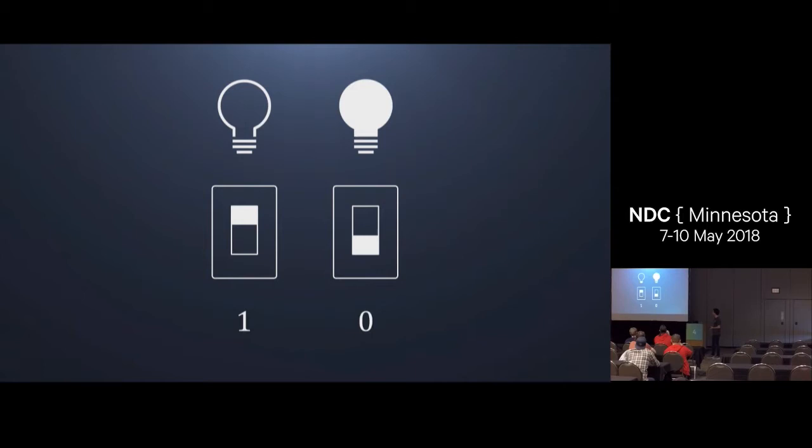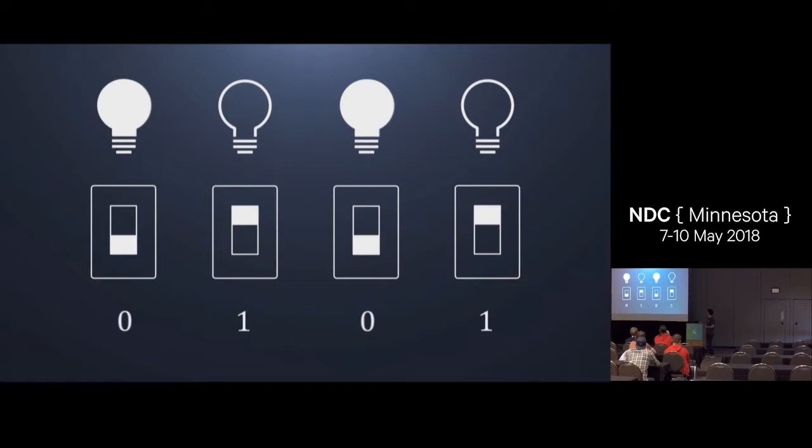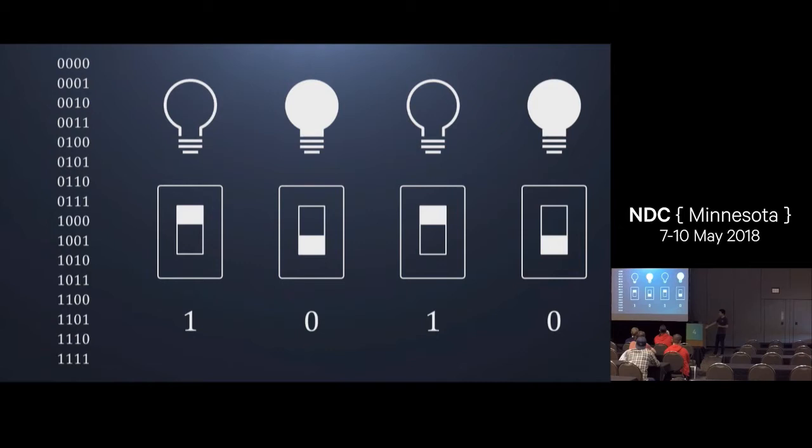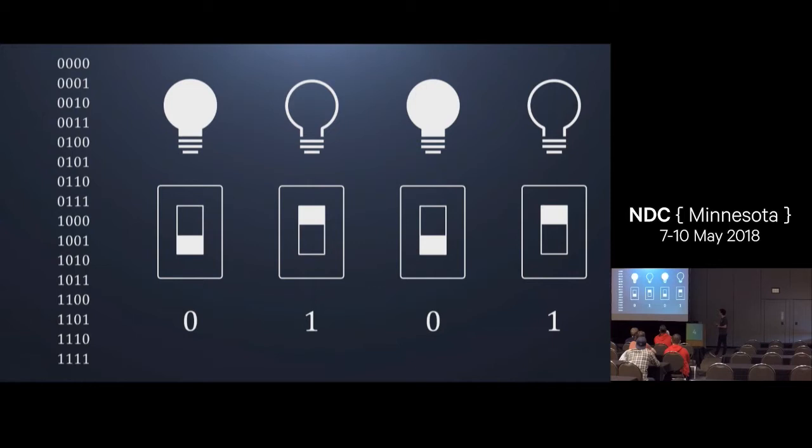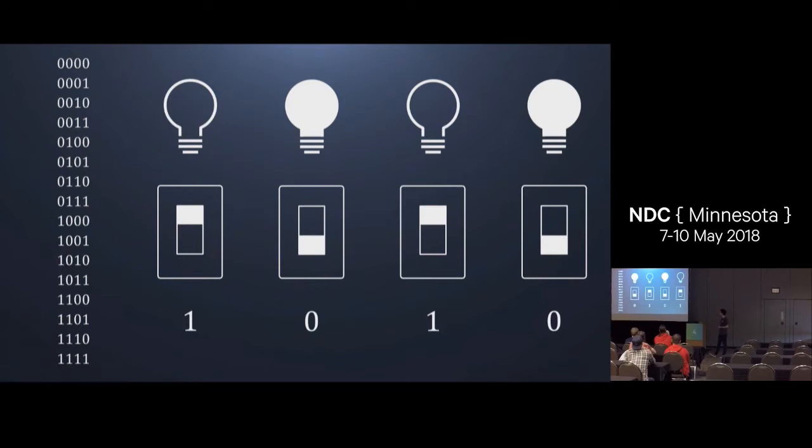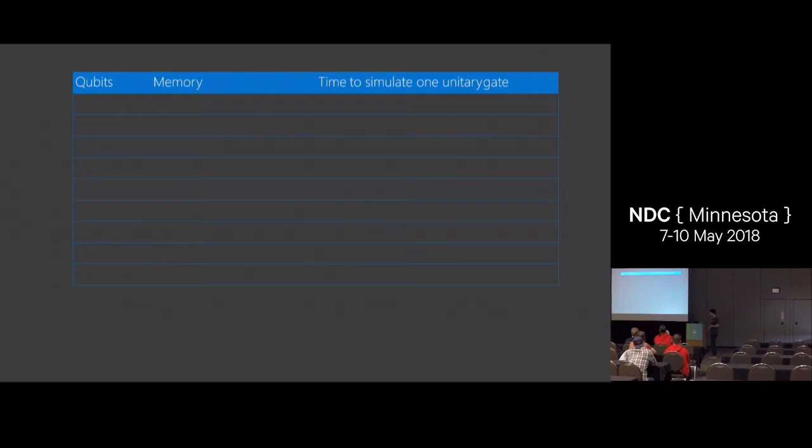We all know that a classical bit is either a one or a zero, and we can tack multiple bits together in registers to get larger and larger numbers, so that the 4-bit register that we have up here can represent 16 different numbers from 0 all the way up to 15. A quantum register of 4 bits can actually represent all 16 of those at the same time. And that's what makes quantum powerful. And I'm going to walk through a very simple way of actually showing how that works.